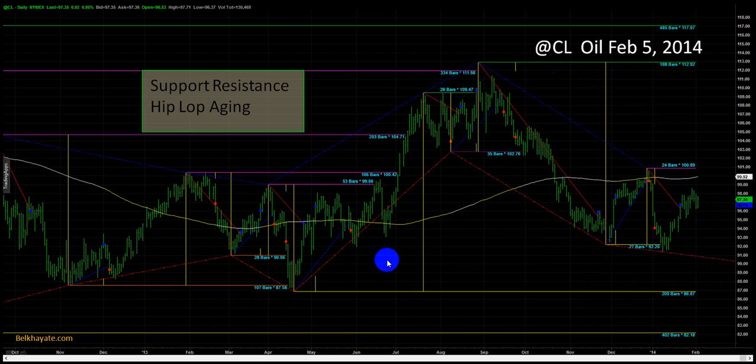To help break down what the Belkhayate River does, one of the key aspects is a support resistance thing we call hip lop aging. A hip lop is basically a high point, or a hip, and a low point being a lop. So horizontal lines on the top side would be hips, and the ones on the lower side would be lops. If you notice that we have aging on these bars, the most recent one is only 24 bars old, where the next one on the low side is 27 bars.